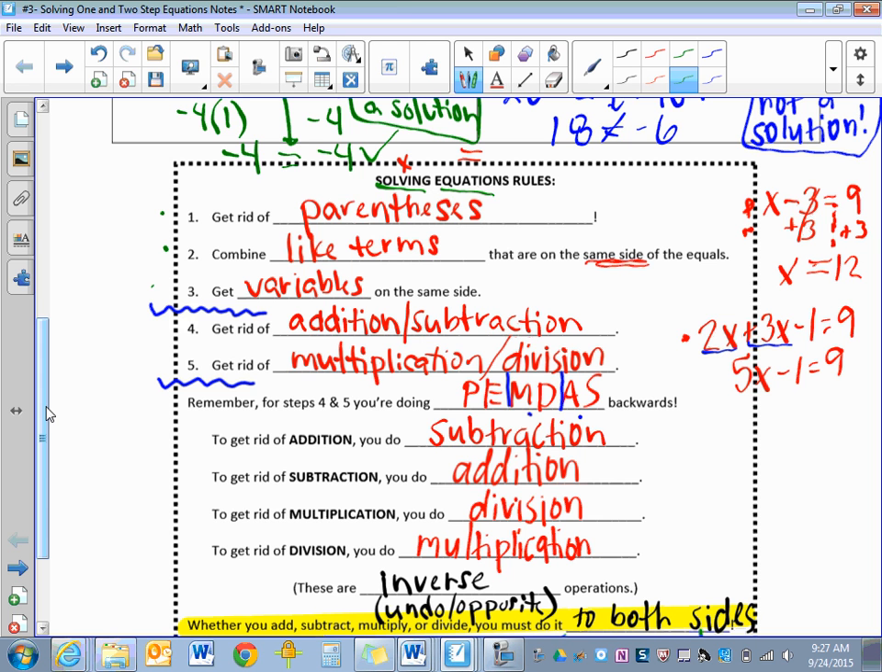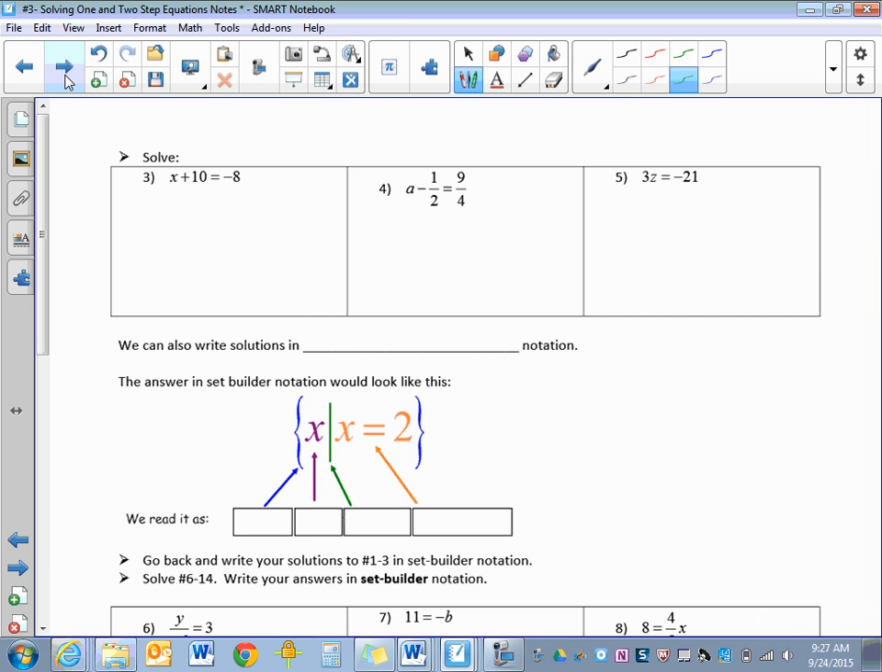Okay, let's take a look at some actual examples then, on the back side. Alright, so our first one, number 3. It says solve, and notice the instructions say solve here. And we solve equations, meaning there's an equal sign. So my final answer should be x equals, or a equals, or our last one, z equals. It should be our variable equal to some number. Again, solving equations, and it's an equation when we have that equal sign.